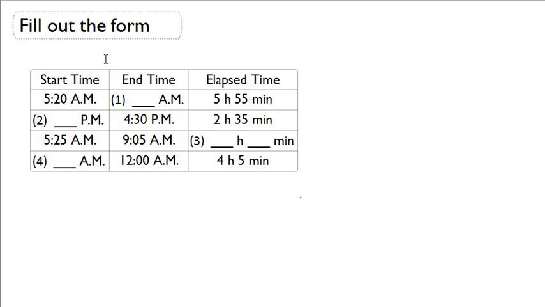Hello scholars, in this problem we're going to fill out this form, and the form has starting time, ending time, and elapsed time. We just got to figure out which one is missing and fill it in.